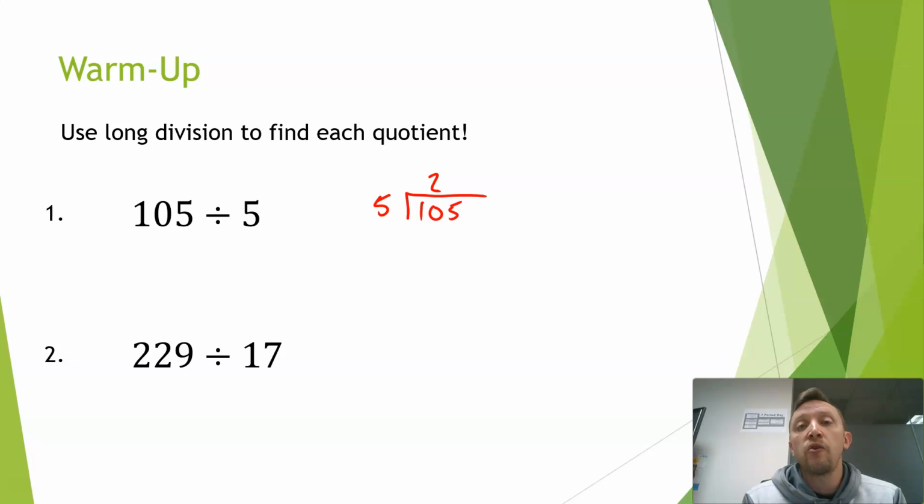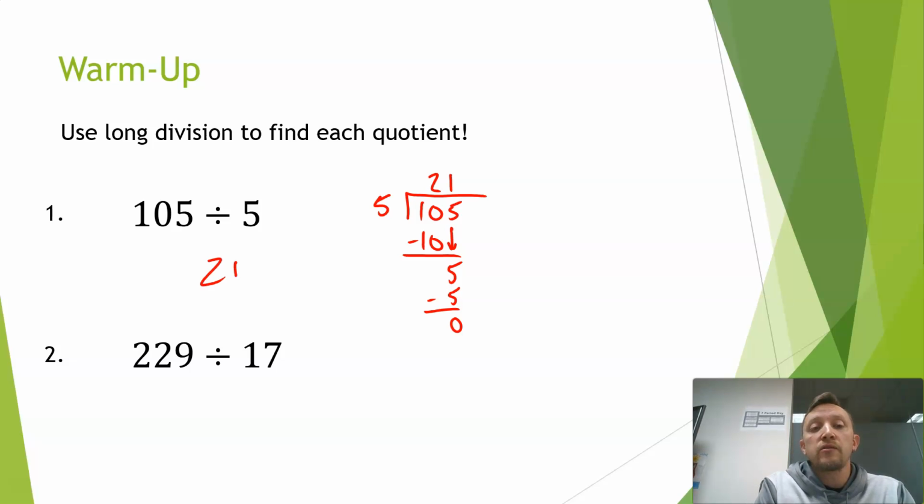So we put that 2 above the 0, because 5 times 2 is 10. Then we subtract those. 10 minus 10 is 0. Now I'm just going to bring down the 5. Does 5 go into 5 evenly? Yeah, 5 goes into 5 evenly one time. And 1 times 5 is 5. 5 minus 5 is 0, so we don't have a remainder. So 105 divided by 5 is 21.